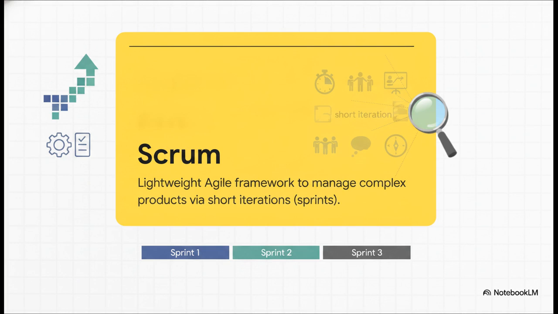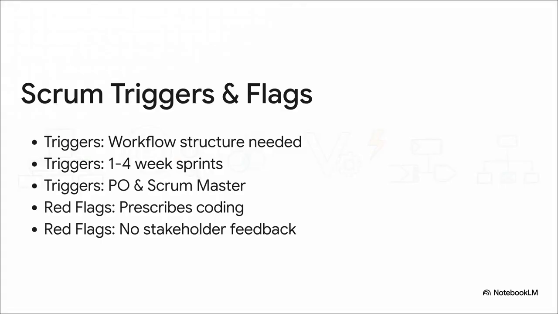And the absolute core of this, the work is organized into short iterations called sprints. It defines exactly what to organize: the backlog, the sprint itself, the team roles, and the events. Now here's the crucial part: knowing your triggers for the exam. If the prompt mentions a need for workflow structure, iterations of 1 to 4 weeks, or specific roles like a product owner or Scrum Master managing a backlog, boom, that's Scrum.